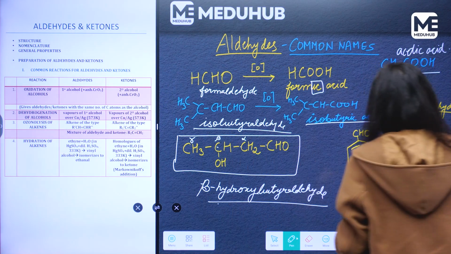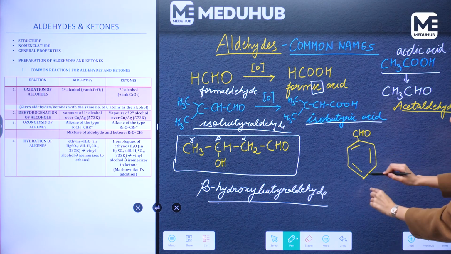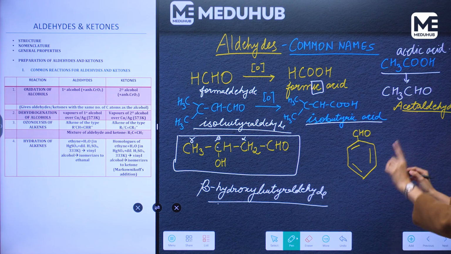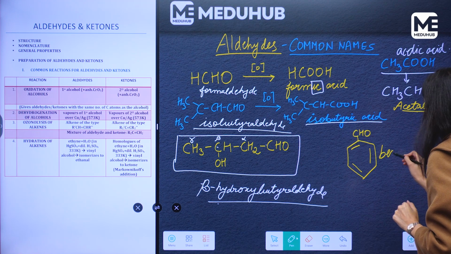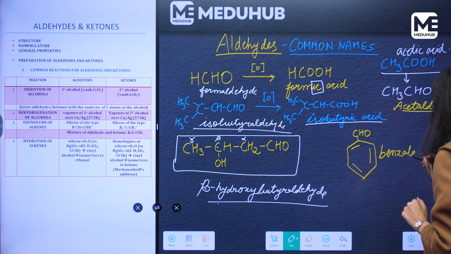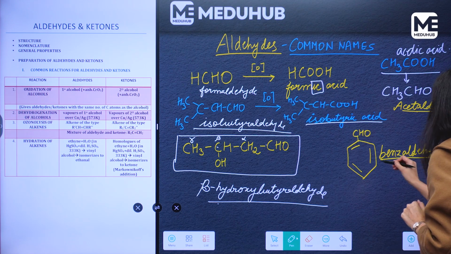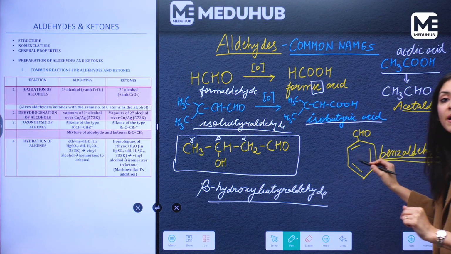Look at this example here. We have a benzene ring to which a CHO group is attached. This is the simplest of an aromatic aldehyde. This is called benzaldehyde. Benzaldehyde is the accepted common as well as the IUPAC name of this simplest aromatic aldehyde.